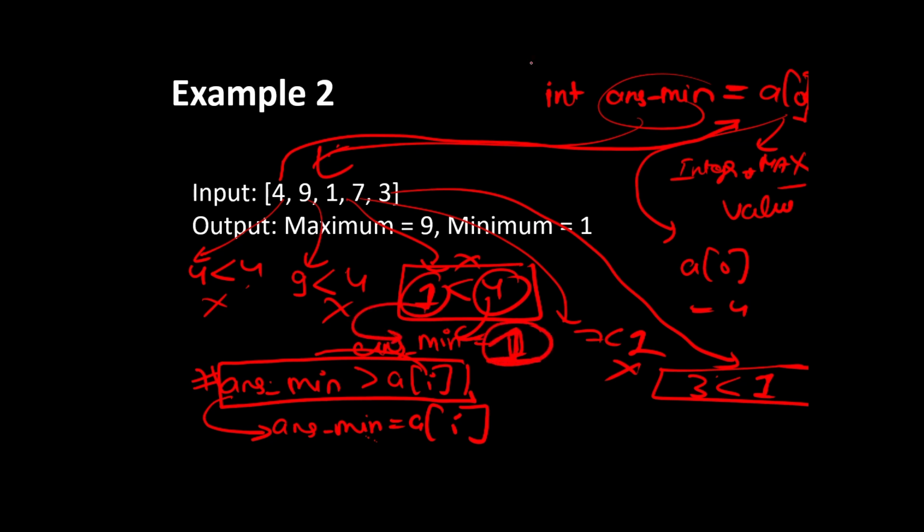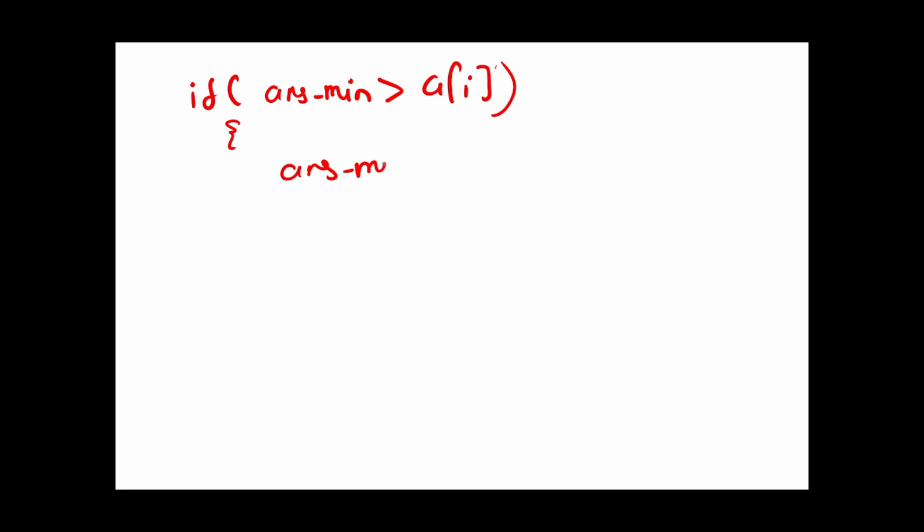So now we can write the code like this: if answer min is greater than a of I, then answer min will be equal to a of I.